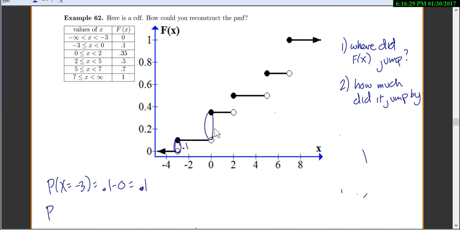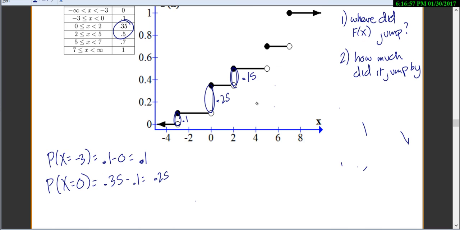The next place it jumps is at x equals 0, so the probability that x equals 0. I was at 0.1 and then I jumped up to 0.35. So the difference there is 0.25, and the actual probability at x equals 0 is 0.25. At 2, we have another jump, from 0.35 to 0.5. That's a 0.15 difference. So the probability that x equals 2 is 0.5 minus 0.35, or 0.15.